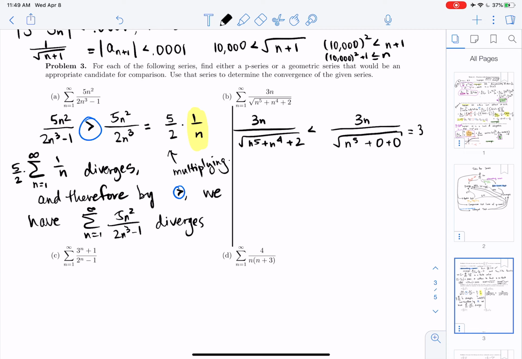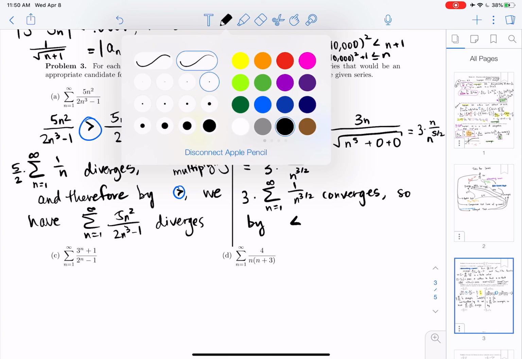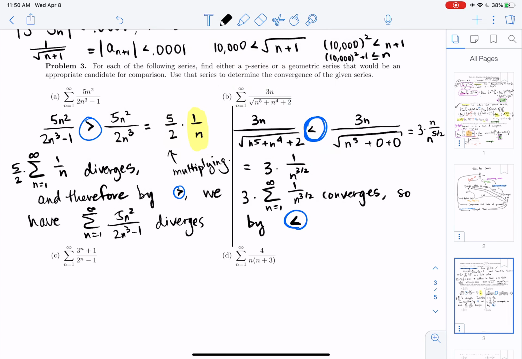So this is 3 times n over, well, n to the 5th square root is n to the 5 halves, and that reduces to 3 times 1 over n to the 3 halves. Okay, now 3 times a convergent series, by the p-series test, that converges, right? And so by our inequality that says that our series terms are less than this convergent series terms, let me copy my less than inequality with the blue circle. Our series that we started with must also converge.